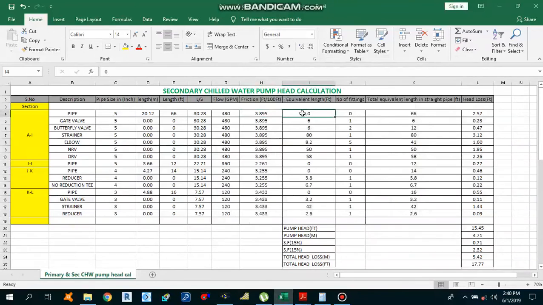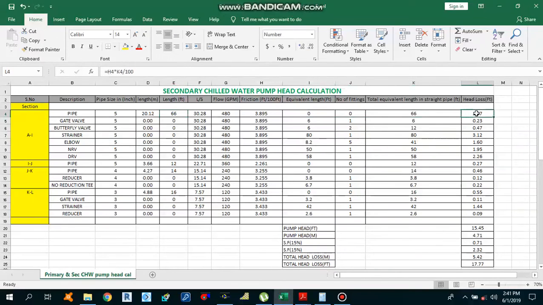So moving to our next column, that is equivalent length. Since we already got the straight length of the pipe, there is no equivalent length for this pipe. This is only for the fittings and the valves, so it will be 0, number of fittings 0. Next is the total equivalent length in the straight pipe. How did we get it? We need to multiply the equivalent length by the number of fittings, plus the linear length of the pipe that we calculated, which is 66 feet. Since this one is 0, we have only 66. That's why the total equivalent length in a straight pipe is 66 feet.